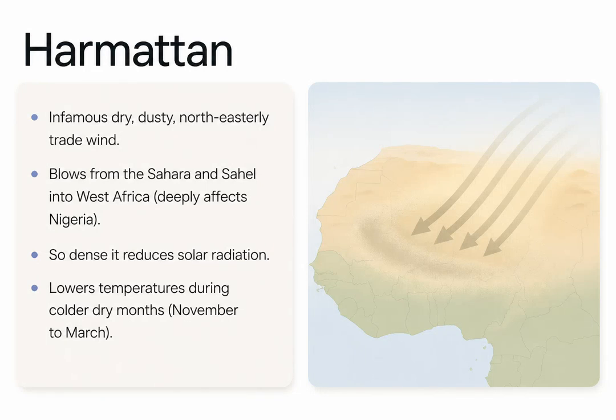The harmattan is another infamous wind from the Sahara, blowing southwest into the West African subregion, deeply affecting countries like Nigeria. It is so thick with dust that it actually blocks out a significant amount of solar radiation. This lack of sunlight further lowers temperatures during the colder, dry months from November to March.